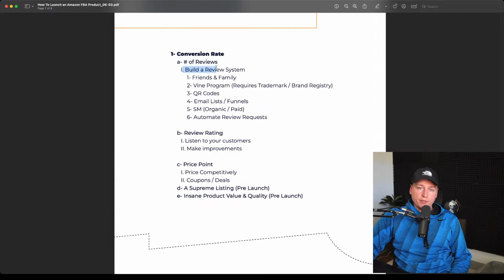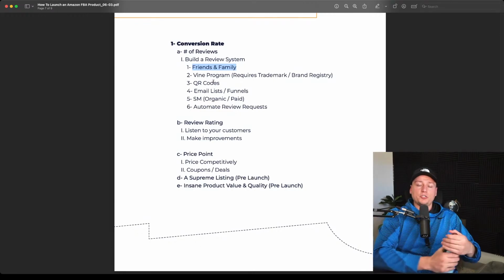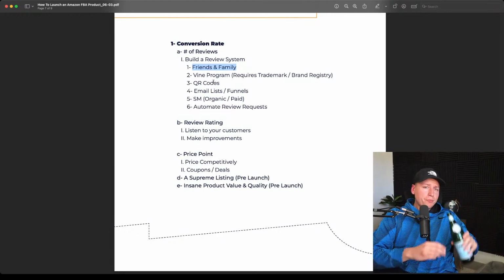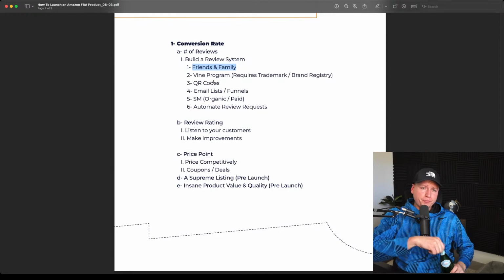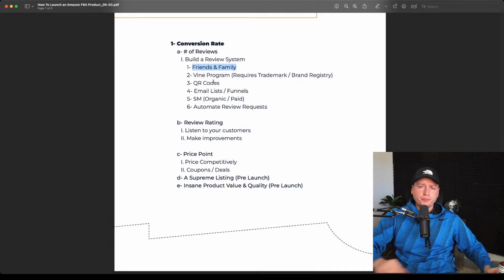How we can affect the number of reviews is to build a review system. There are many ways we could do this, but the first layup is friends and family. Just make sure they haven't used the same IP address as you in the past, because Amazon checks that. So if your friends and family are out of state, things like that, it's perfect for them to buy your product and leave a review. Again, this is in a gray area of Amazon, so do it at your own risk. But it's something I'm totally okay with if done correctly.